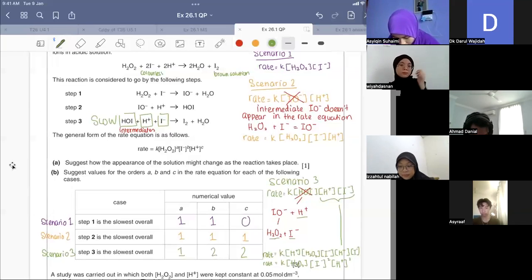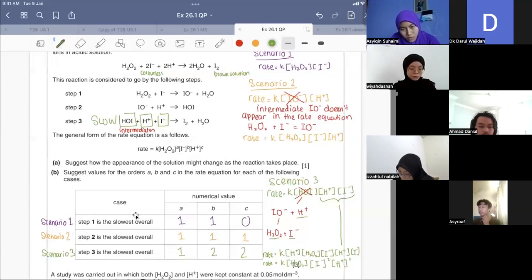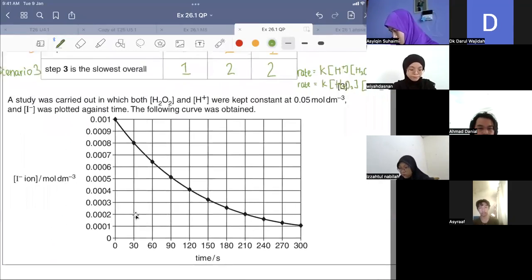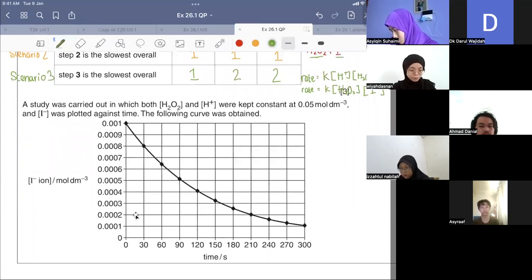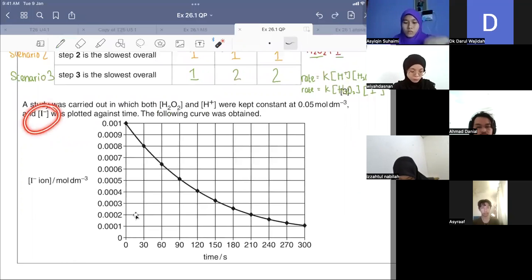Next part of this question, a study was carried out. Both the concentration of hydrogen peroxide and hydrogen ions were kept constant, and the concentration of iodide was investigated or studied. So if we keep the concentration of the two reactants constant, that means we cannot investigate anything about them. So here we can only investigate iodide. Then you get the following curve. They want you to calculate the initial rate of this reaction.